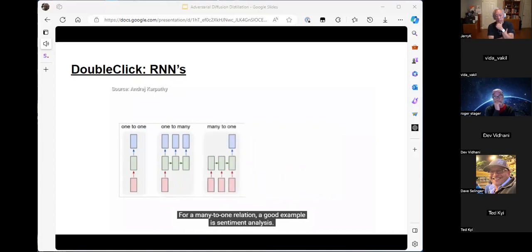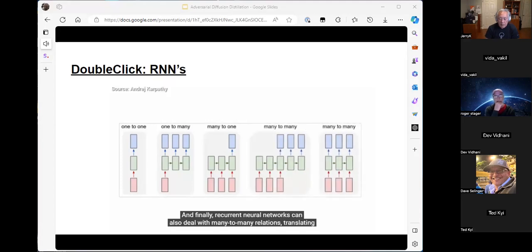For a many-to-one relation, a good example is sentiment analysis. This means that a sequence of inputs, for instance a sentence, is classified as either negative or positive. This is very useful for processing movie reviews, where we'd like to know whether the user liked or hated the movie without reading pages and pages of discussion. And finally, recurrent neural networks can also deal with many-to-many relations, translating an input sequence into an output sequence.